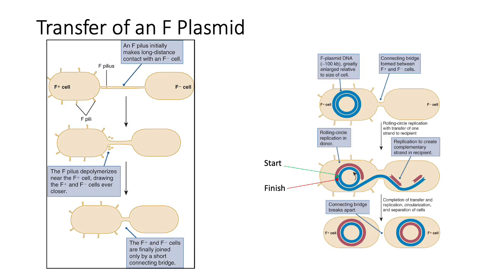So it's kind of like normal mitosis in that respect, except you start off with two cells, not one, and only one of them has the DNA you're talking about to begin with. So F plasmid is transferred through rolling circle replication in a pilus. And that's what we're talking about here.